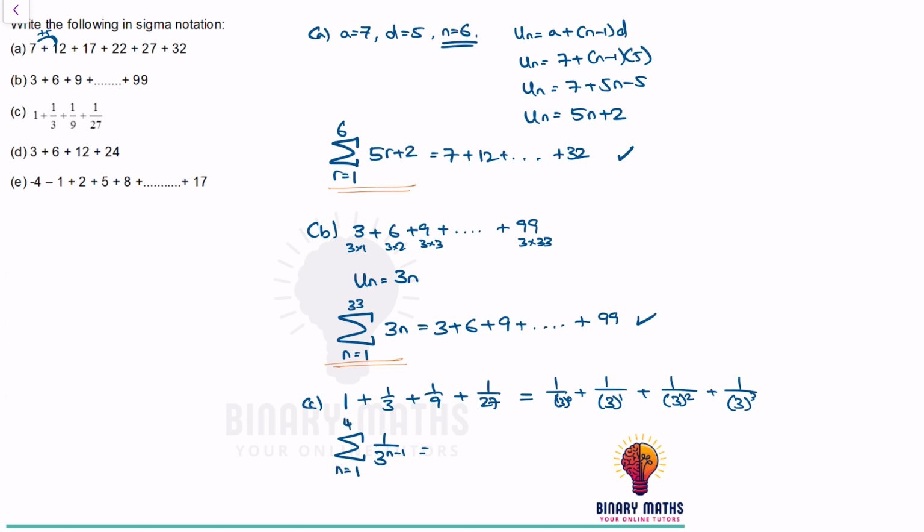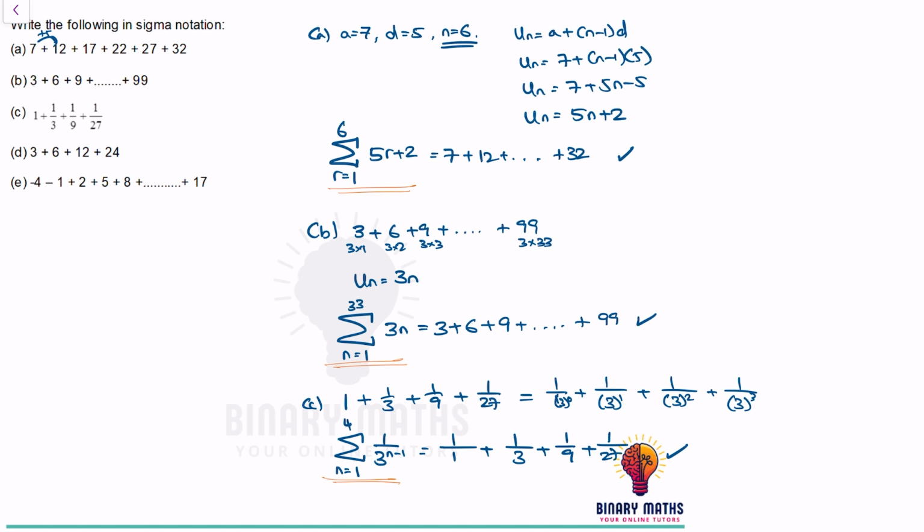So let's see what happens when you substitute in. You get 1 over 3 to the power of 1 minus 1, which is 0, 3 to the power of 0, which is just 1, so you get 1 over 1, plus 1 over 3 to the power of 2 minus 1, which is 1 over 3, plus 1 over 3 to the power of 3 minus 1, which is 1 over 3 squared, which is 1 over 9, and last one will be 1 over 3 to the power of 4 minus 1, which is 1 over 3 cubed, which is 1 over 27. So that does work out. So that one would be my answer.